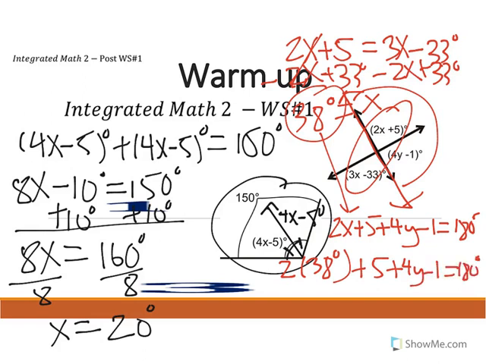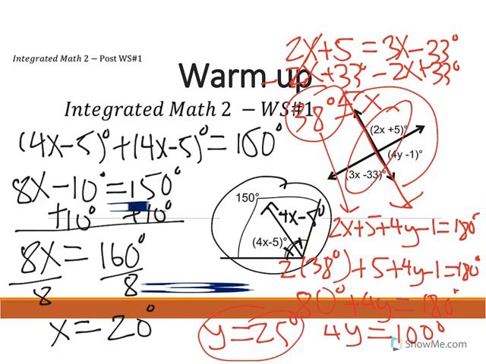And now we need to combine like terms. So 2 times 38 plus 5 minus 1. So this gives us 80 degrees plus 4y equals 180. So we have 4y equals 100 degrees. When we work this out, it gives us y is equal to 25 degrees. Okay.